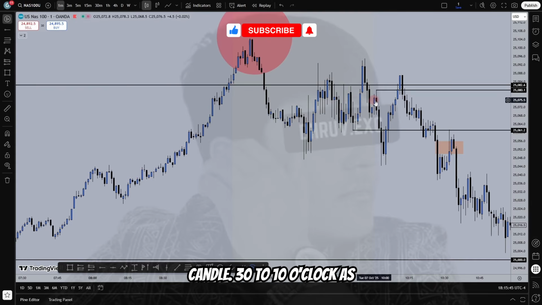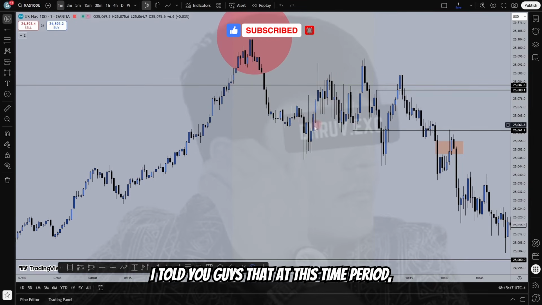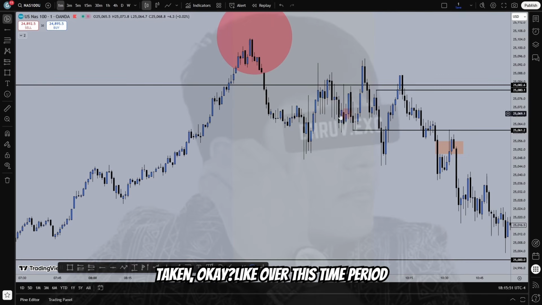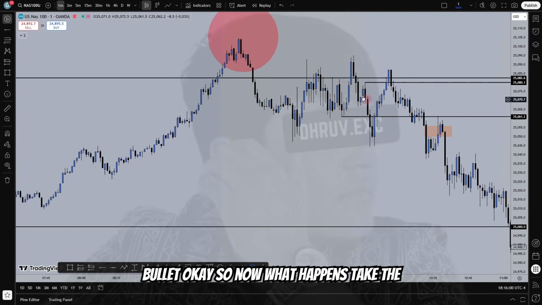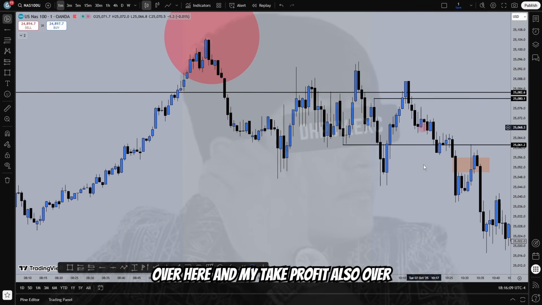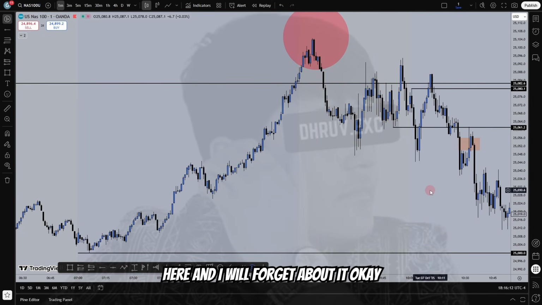From 9:30 to 10 o'clock, as I told you guys, at this time period there are lots of stop losses which are taken. Okay, over this time period people lose lots of their money. The main move starts from 10 o'clock, ICT silver bullet. Okay, so now what happens, it takes the buy side liquidity. Either my entry pattern will be that I will place my sell limit over here and a stop loss over here, and my take profit also over here, and I will forget about it.